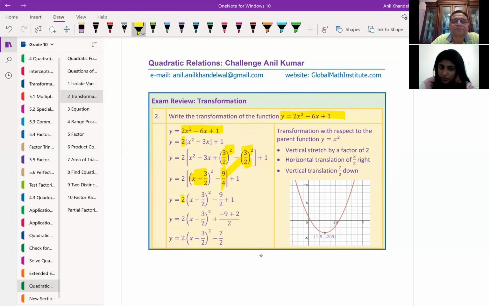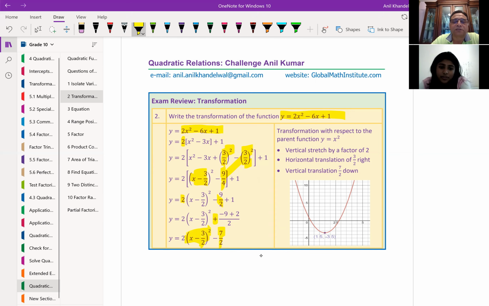Then we remove the brackets, we multiply everything by 2, so we get 2 times x minus 3 over 2 whole squared, and then minus 9 over 2 plus 1. Then you do y equals 2 times x minus 3 over 2 whole squared, and then you just do minus 9 over 2 plus 1. You can do it by hand or using a calculator if you have one. And then you get y equals 2 times x minus 3 over 2 whole squared minus 7 over 2.